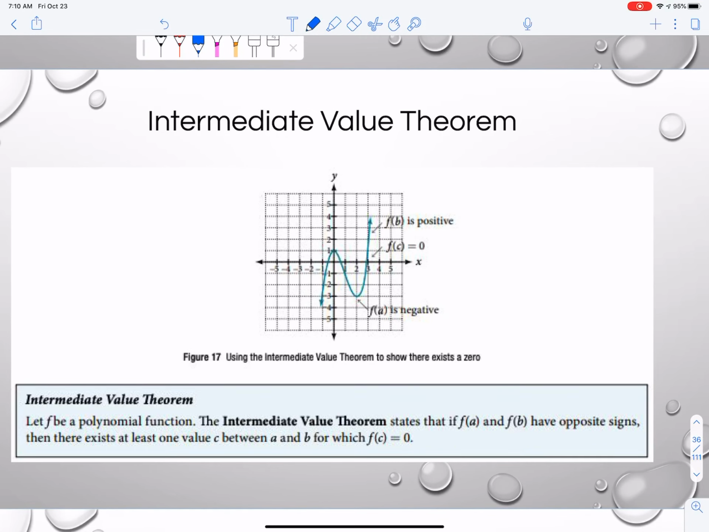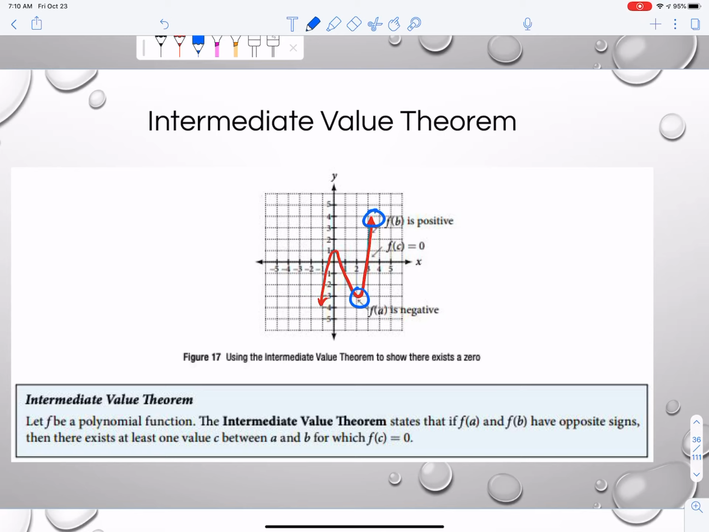In the meantime, I also have the intermediate value theorem. So let me do this in a slightly brighter color so it's easier to see. Okay? So I have some polynomial function here. And at our point f of a, I have a value that's negative. At my point f of b, I have a value that's positive.